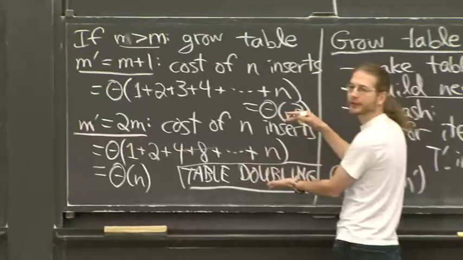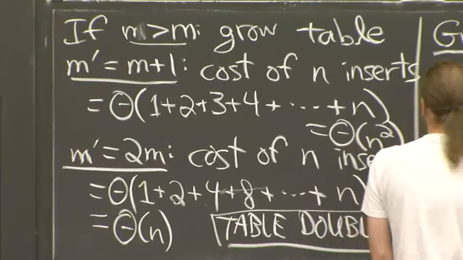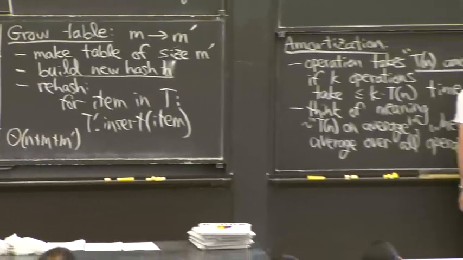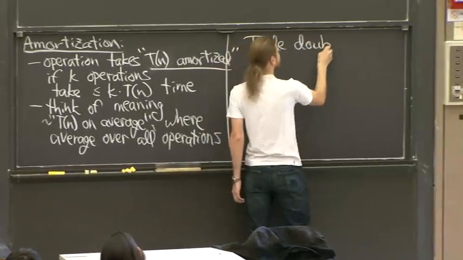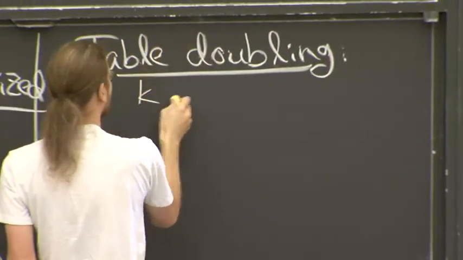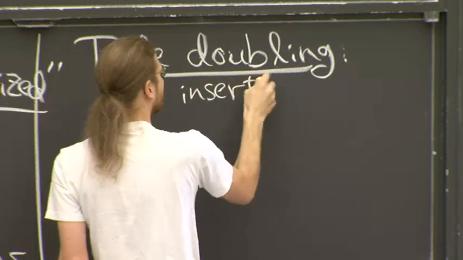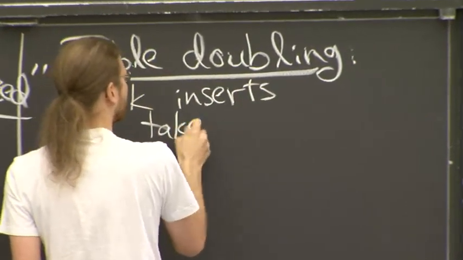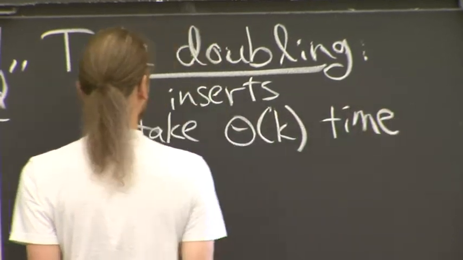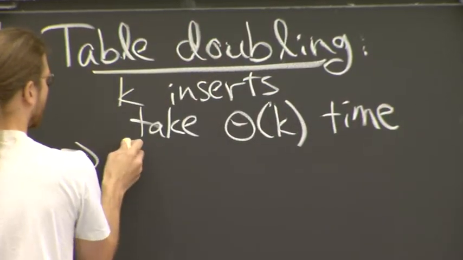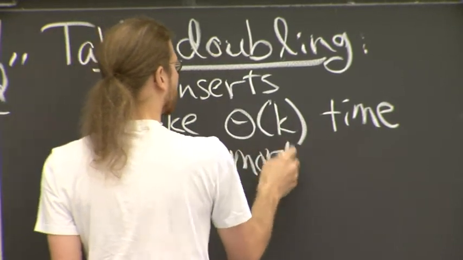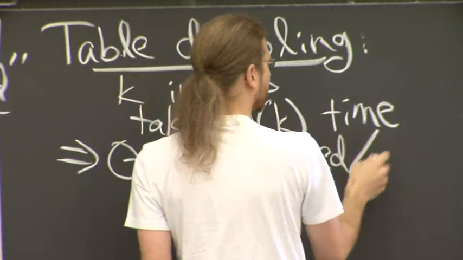Well, at this point, we've only analyzed insertions. Haven't talked about deletions, but k inserts, if we're just doing insertions, take Theta(k) time in total. So this means constant amortized insert.